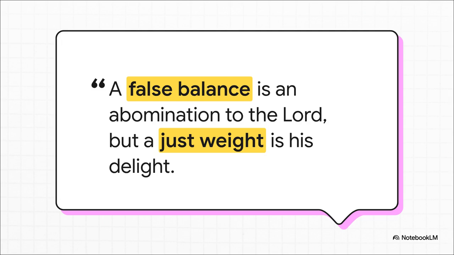And this whole idea of making fair and honest comparisons, it's ancient. Take this quote. A false balance is really just another way of describing a misleading comparison, like saying 15 miles is faster than 12, without even looking at the time it took. But a just weight, or an accurate rate, that gives you the true story. At its heart, this is all about fairness and seeing things clearly.